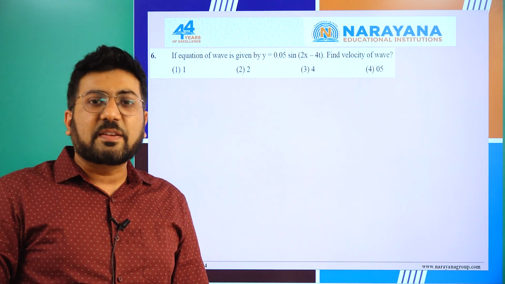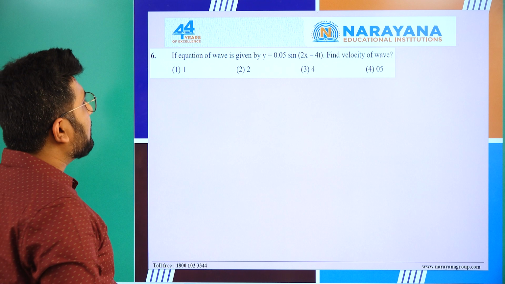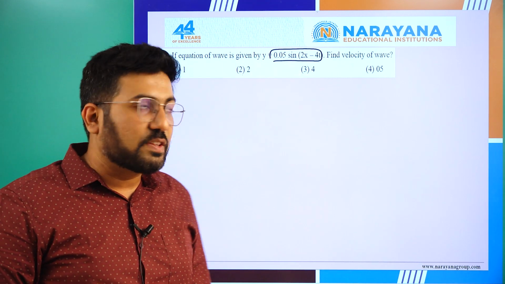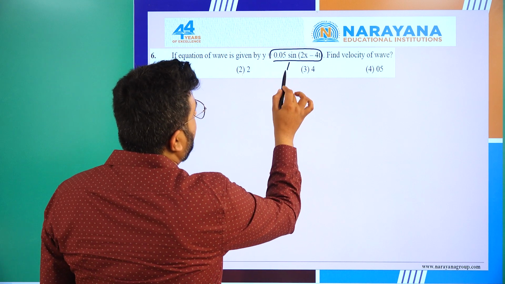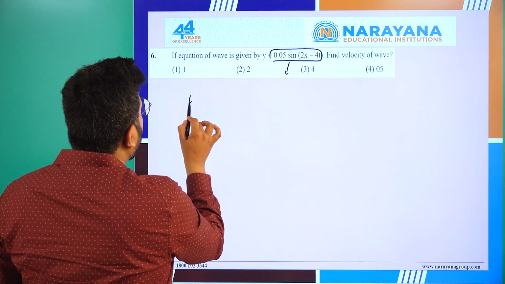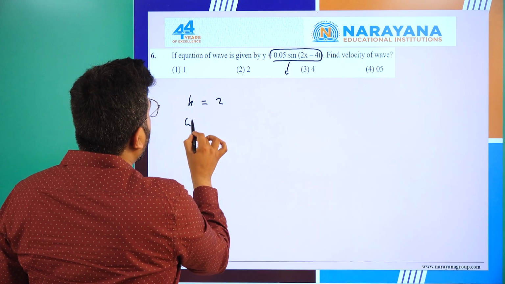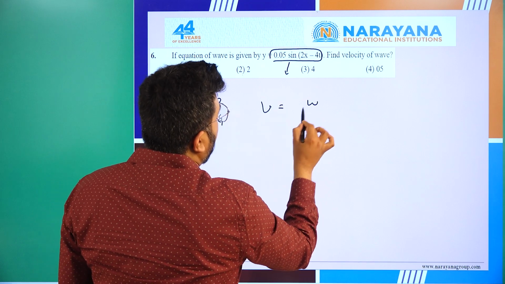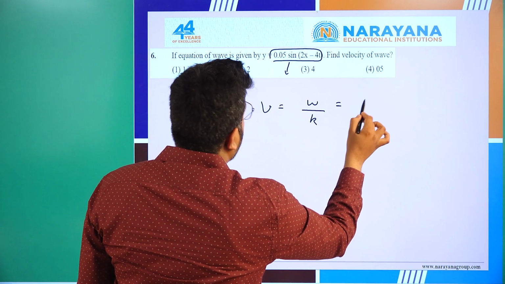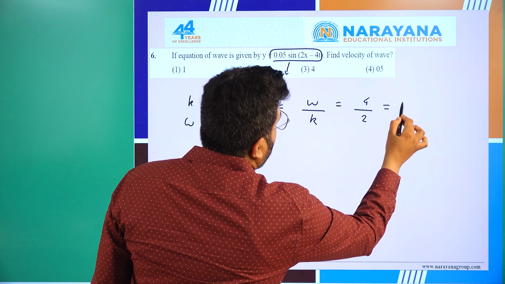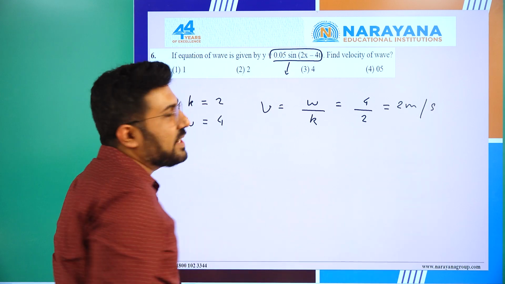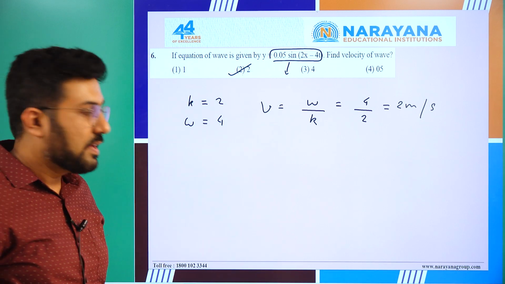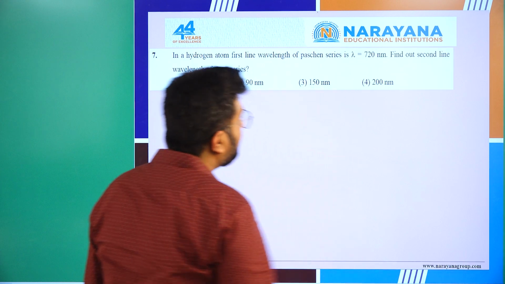Now this is a very simple question here, and in this question they have given to you the equation of the wave and they are asking the velocity of the wave. Now if I compare it with the standard wave equation, I'll get k equals 2 and omega equals 4, and we know that the wave velocity is omega by k. So that is equal to 4 by 2, and that is equal to 2 meter per second. Okay, so this is the answer. Let's go to the next question.